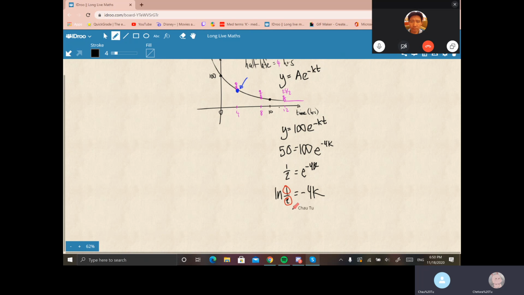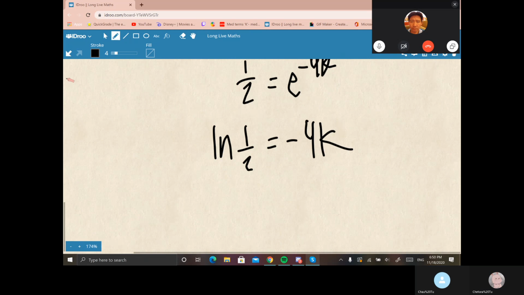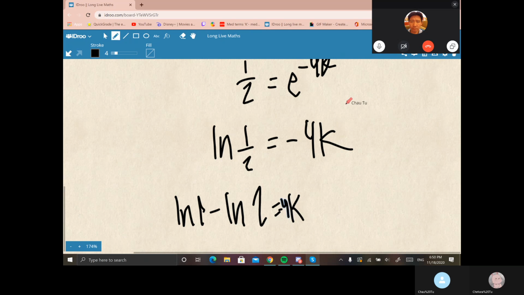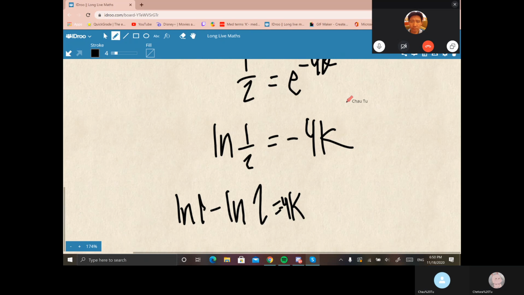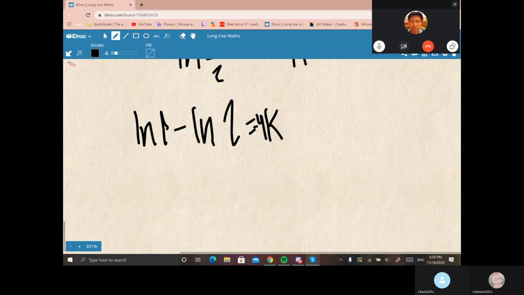Chelsea, don't you get it? Oh, yes. ln 1 minus ln 2. Okay, can you simplify it anymore? The ln 1. What's ln 1?